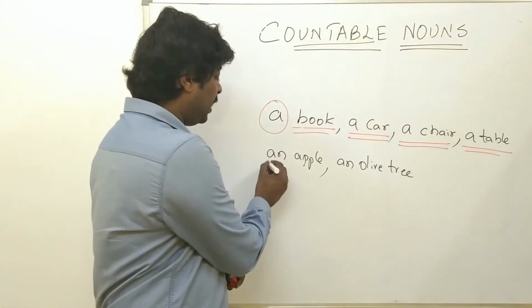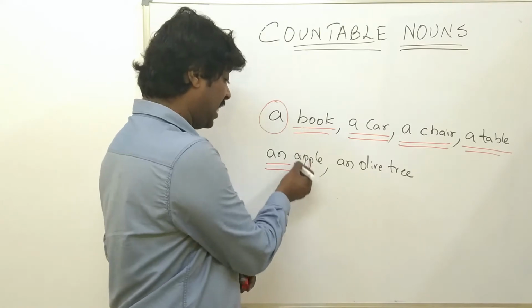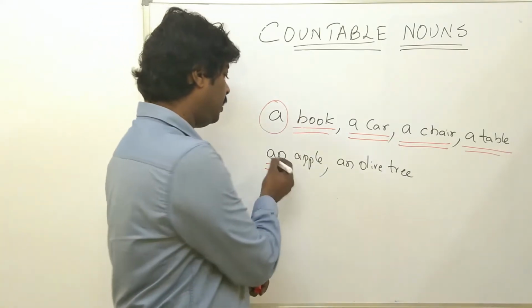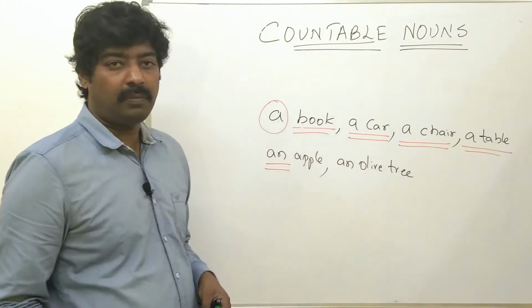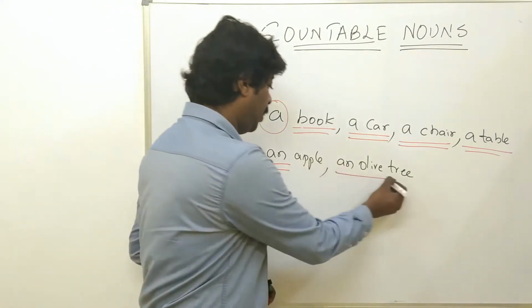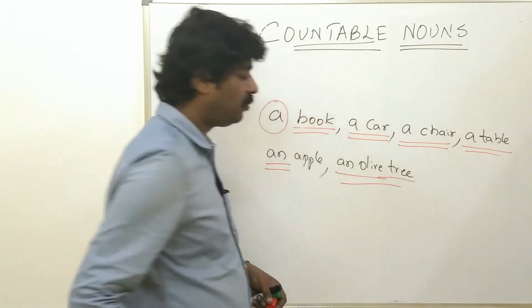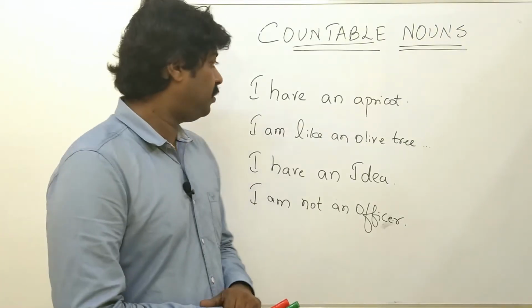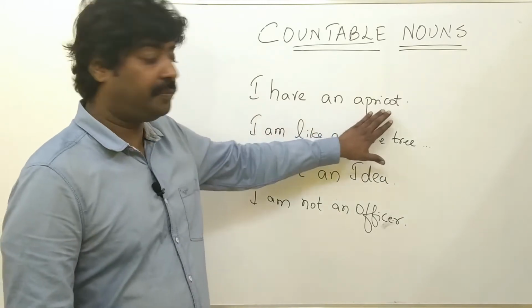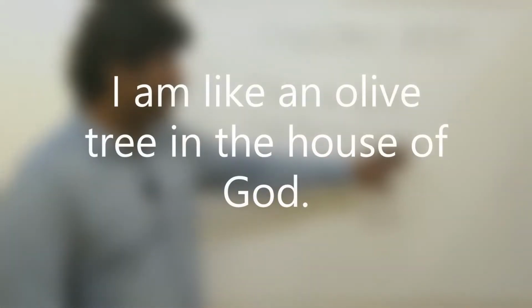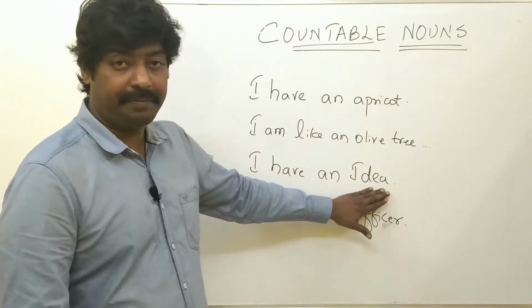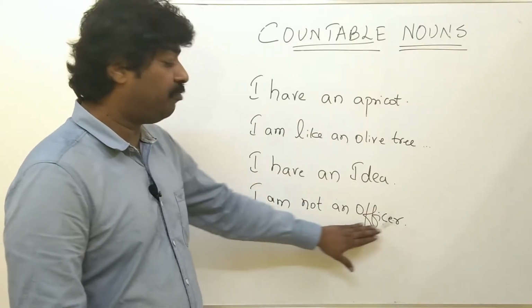We use an in front of a countable noun that starts with a vowel sound. For example, an apple, or an olive tree, and so on. Some examples are, I have an apricot. I'm like an olive tree in the house of God. I have an idea. I'm not an officer.